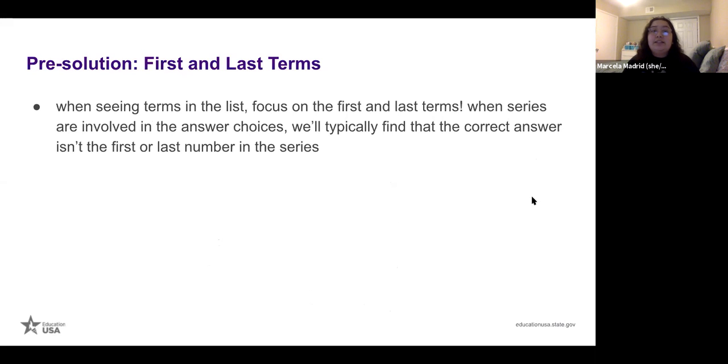And finally, first and last terms. When seeing terms in a list, focus on the first and last terms. When a series is involved in the answer choices, we'll typically find that the correct answer isn't the first or the last number in the series. So keeping that in mind, look at those first and last terms and there'll be indications of whether your answer is right or wrong.